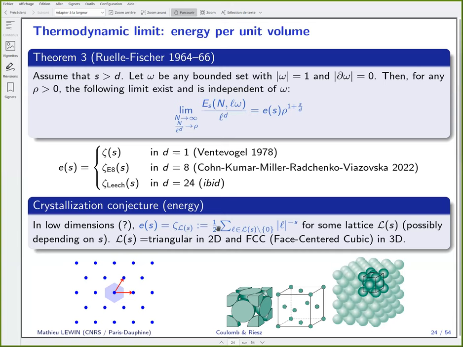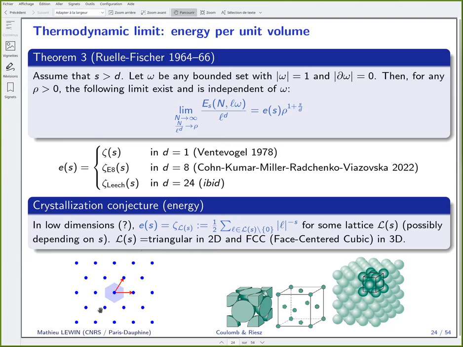So it must be given by this formula here for some lattice of density one. Of course, I forgot to write, E of S is what you get when you are at rho equals one. In principle, this lattice could depend on S. So it could be that for large S, you get some lattice, and then suddenly you prefer to get another lattice. In dimension two, it's predicted that the lattice should not depend on S and must in fact be the triangular lattice.